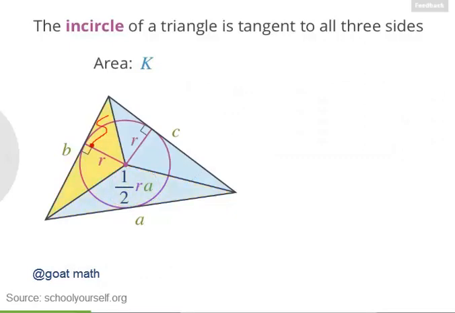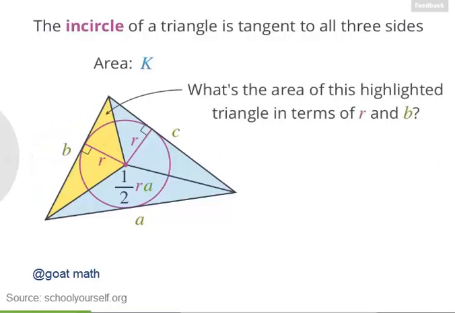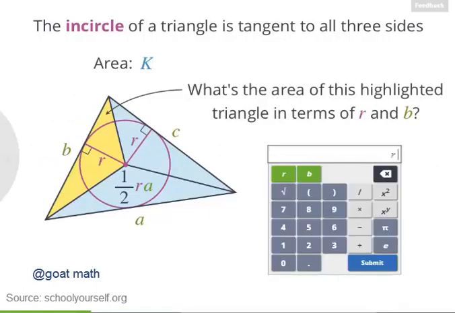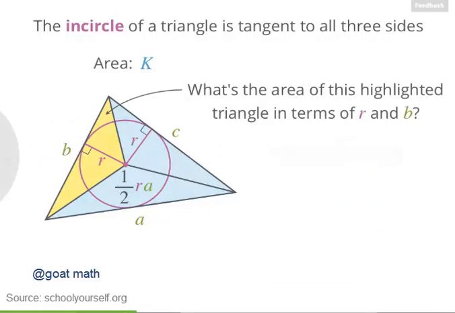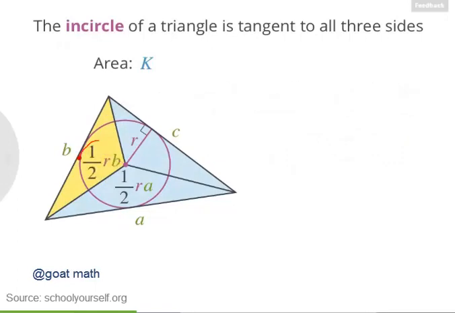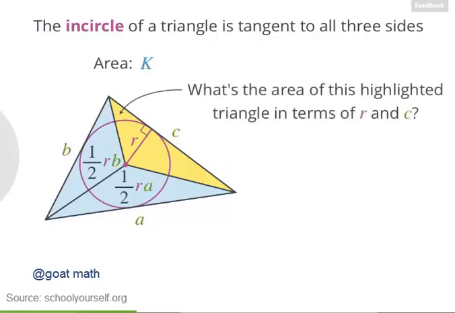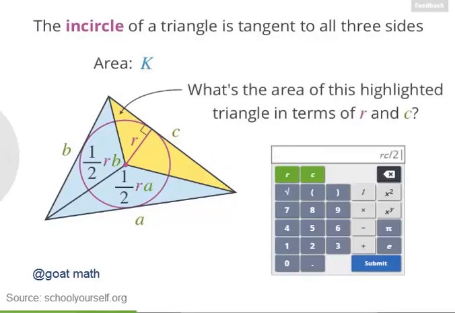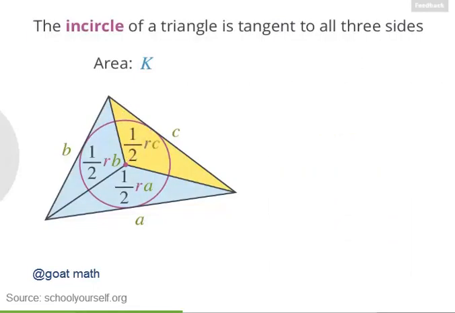Next, take a look at this triangle on the left. It has a base of length B and a height of R. So what's the area of this triangle? Precisely, the area of this triangle is 1/2 RB. Finally, take a look at this triangle over here. Its base has length C and its height is, once again, R. So what's the area of this triangle? Precisely, so this triangle has an area of 1/2 RC.